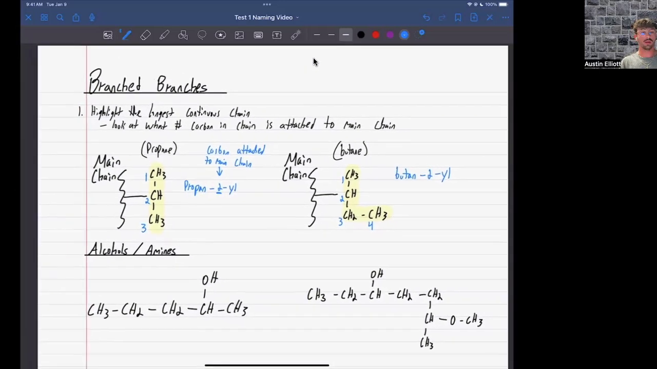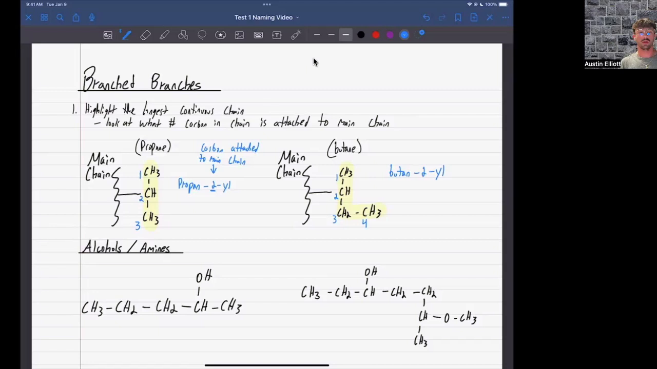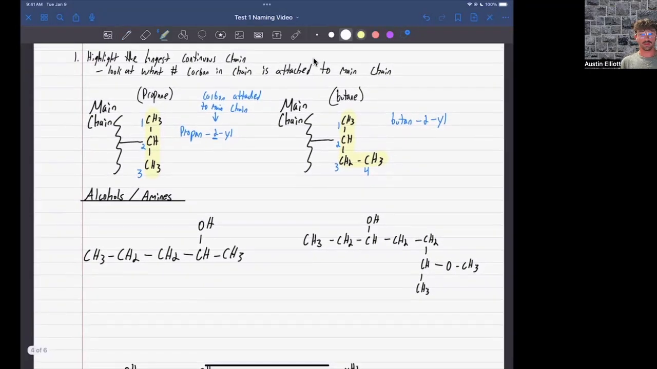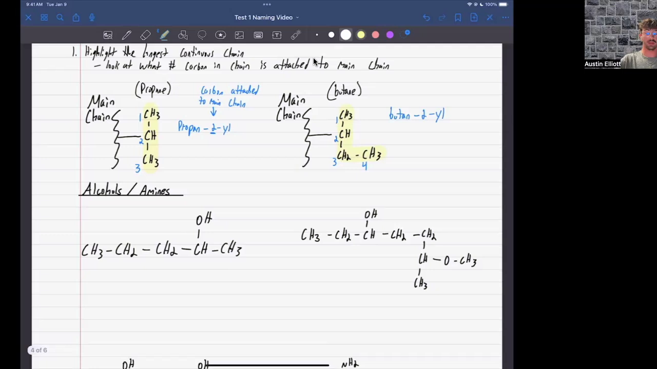So these kind of follow the same rules, but definitely make sure that you at least understand the naming conventions and practice a little bit with this because this most likely will be on the exam. And it's a pretty easy 2 points as long as you know what you're doing. So now we're going to move on to some alcohol and amine naming. So these are kind of the first naming with the functional groups that take priority.